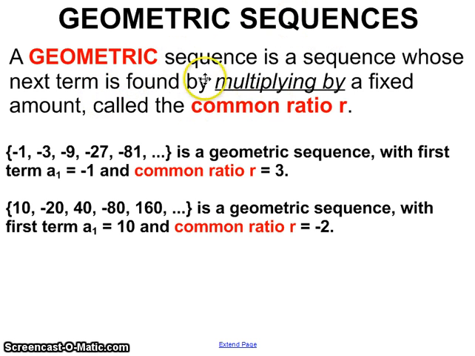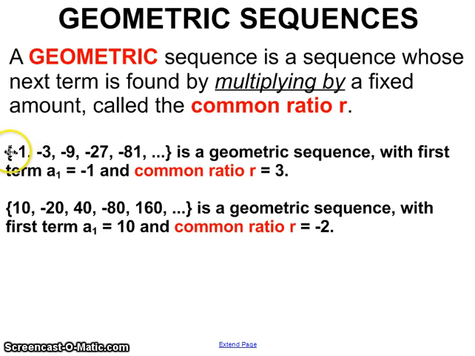What is that? It's a sequence whose next term is found by multiplying by a fixed amount called the common ratio. So you remember in an arithmetic sequence we were adding a fixed amount called the common difference, D. Now we're going to multiply by a common ratio, R. And so let's take a look at a couple of examples and see what happens here.